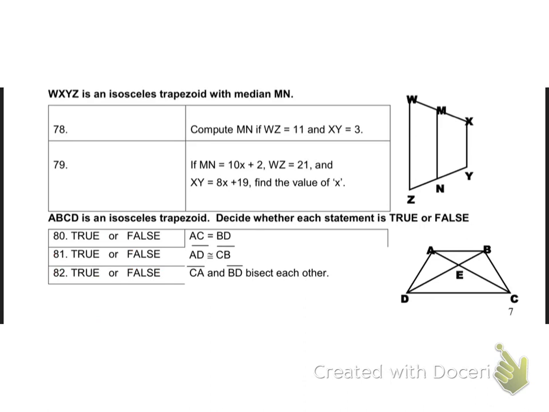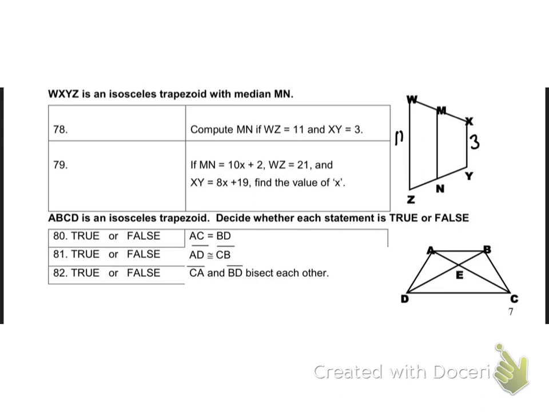Okay, so now they're giving us the quadrilateral WXYZ, which is an isosceles trapezoid with median MN. The first question wants us to compute MN if WZ is 11, and I'm going to write this the way that we are looking at it. So 11 and XY is 3.